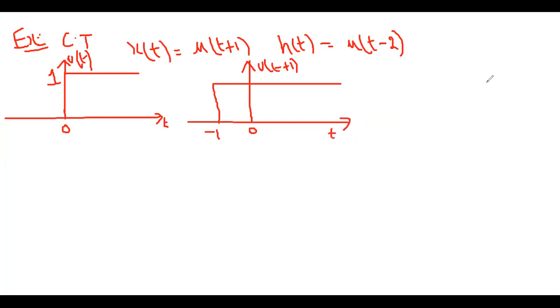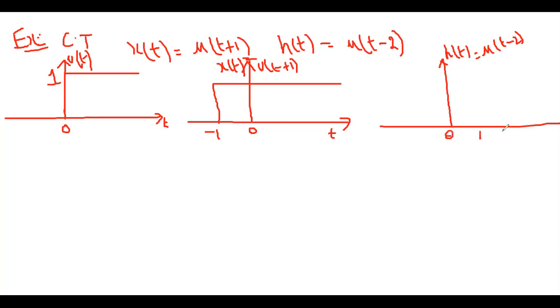And h of t, what is h of t? It is equal to u of t minus 2. So this is a step signal delayed by 2 samples. Delayed means towards the right side, so it starts from 2. Here the magnitude is the same, a 1 only, and here also the magnitude is a 1 only.